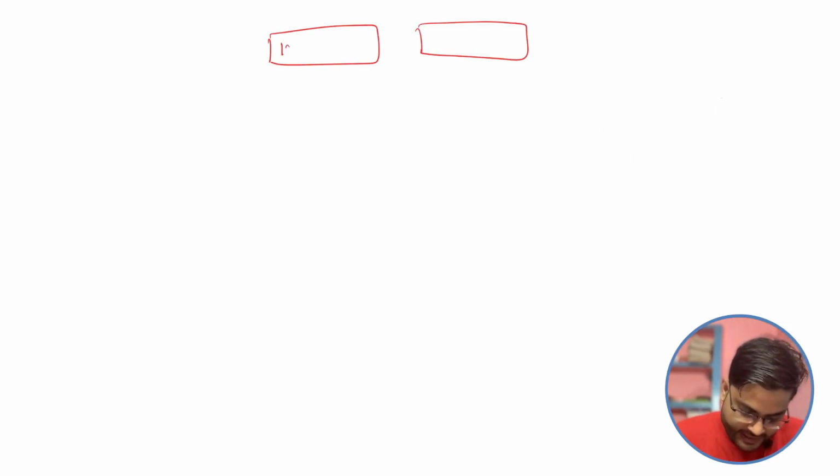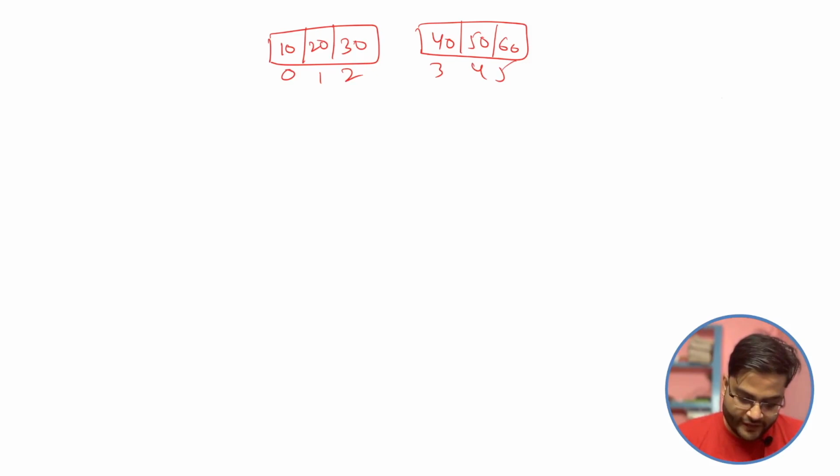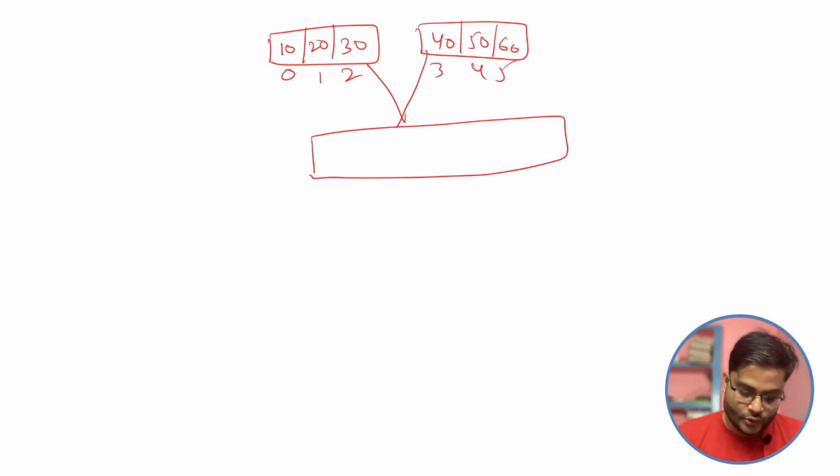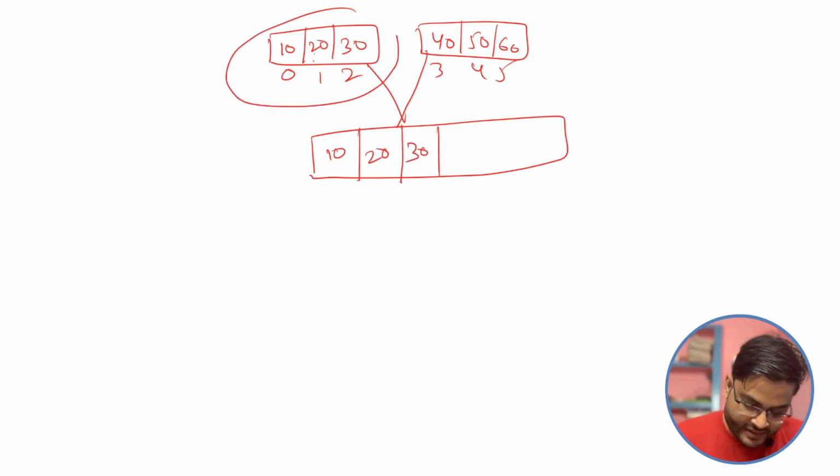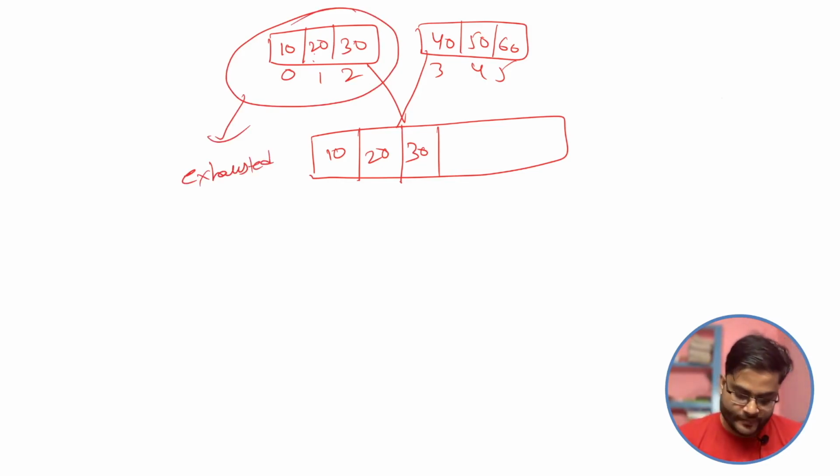But there are a few more conditions. Let's say my subarray contains 10, 20, 30, and the other contains 40, 50, 60, with indexes 0, 1, 2, 3, 4, 5. Now if I perform the merge algorithm on these, what will happen? Let's say this is my auxiliary array. First it will store 10, then it will compare and store 20, then compare and store 30. Then this subarray is exhausted. So what will happen in this while loop?